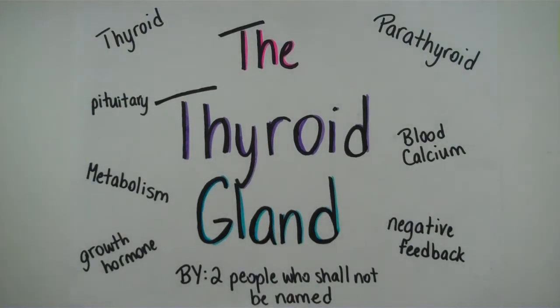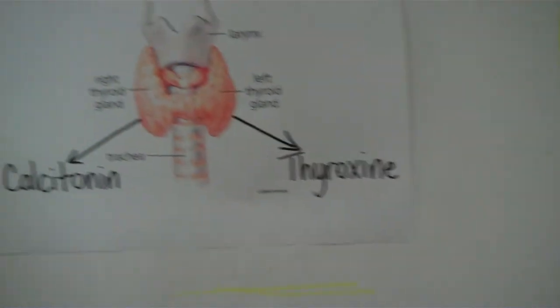Today we're going to take an exciting journey into the thyroid gland as well as the parathyroid gland. And while we're there, we're going to explain the feedback mechanisms related to blood calcium levels and metabolism. First stop is the thyroid gland.